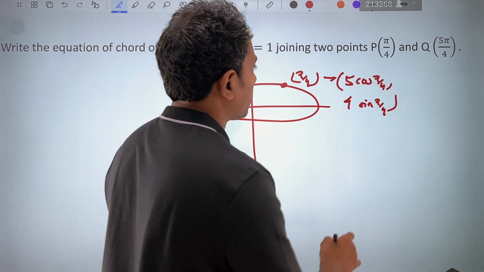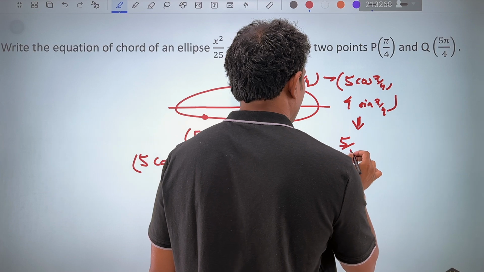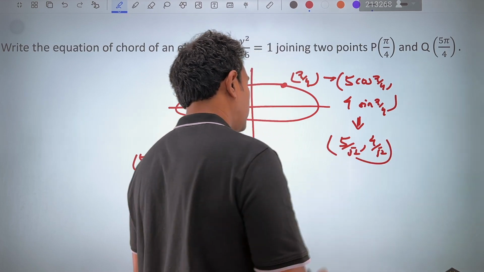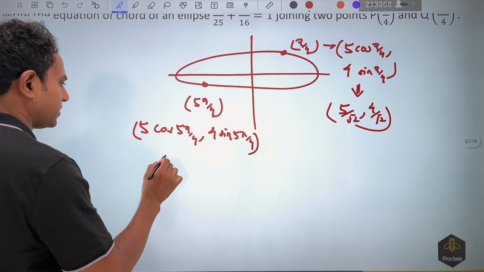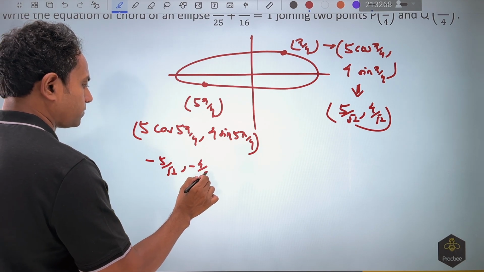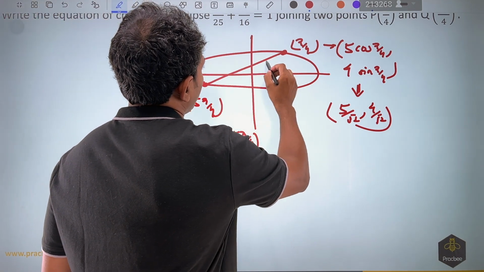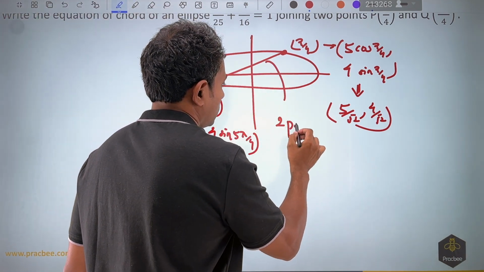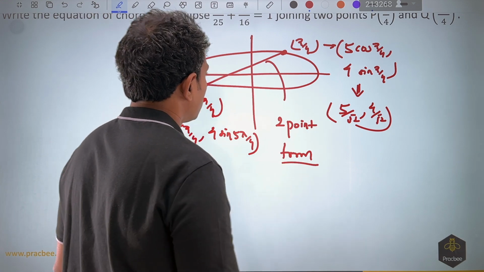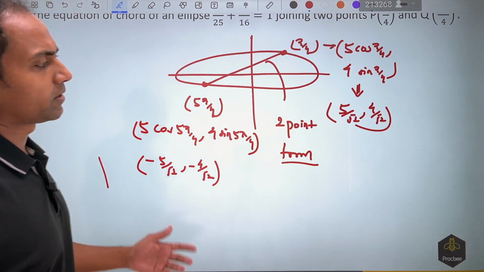So if you look into this point, this will ultimately come out to be 5 by root 2 comma 4 by root 2. And since it is in the third quadrant, you will realize that this will come out to be minus 5 by root 2, minus 4 by root 2. If you want to write the equation of the chord, you can use the 2-point form of a line. Now we can see that the midpoint of this will pass through the origin, and that is true.